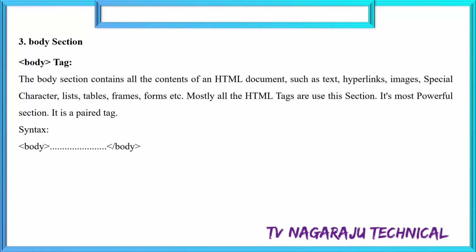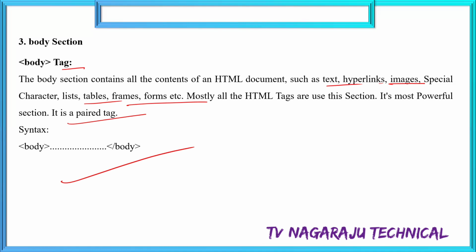That's not a problem. Body means, as I just said, whatever information you want to display on the web page, like text, hyperlinks, images, lists, tables, frames, whatever it is, that is written inside the body tag. Now everyone clear? Everyone clear? HTML, head, body. These three important tags are all paired tags. Clear? Now, the structure is clear.